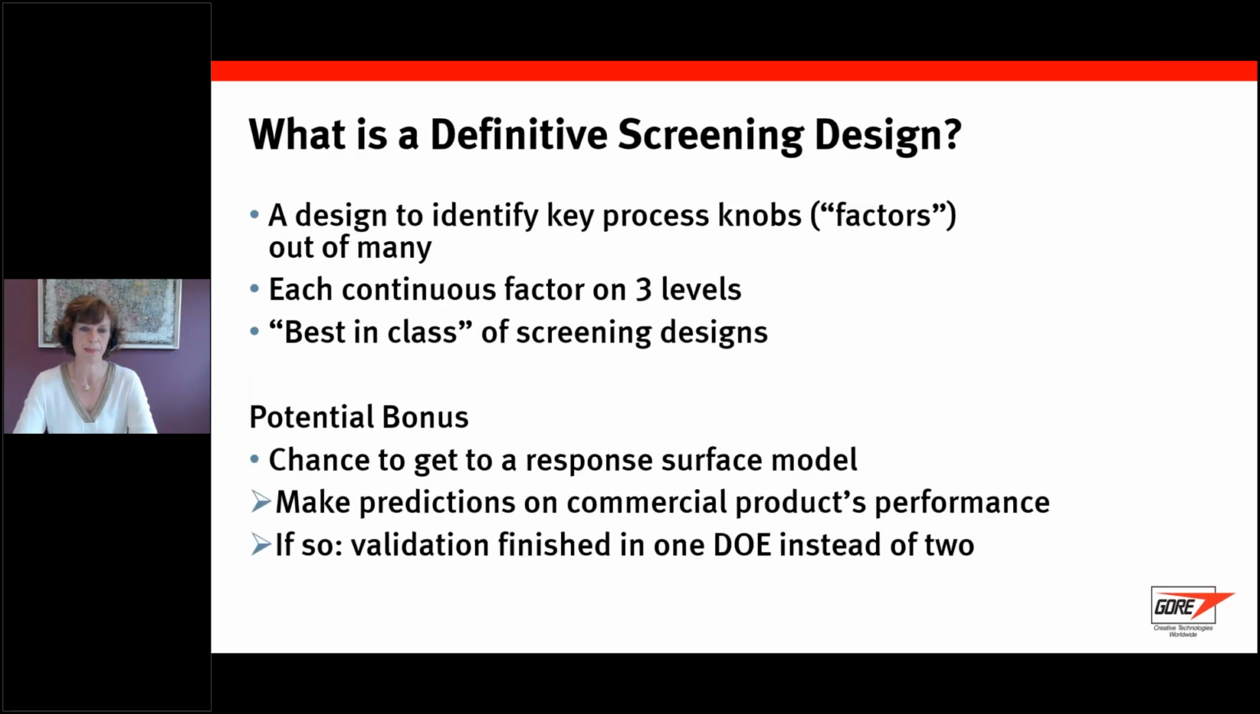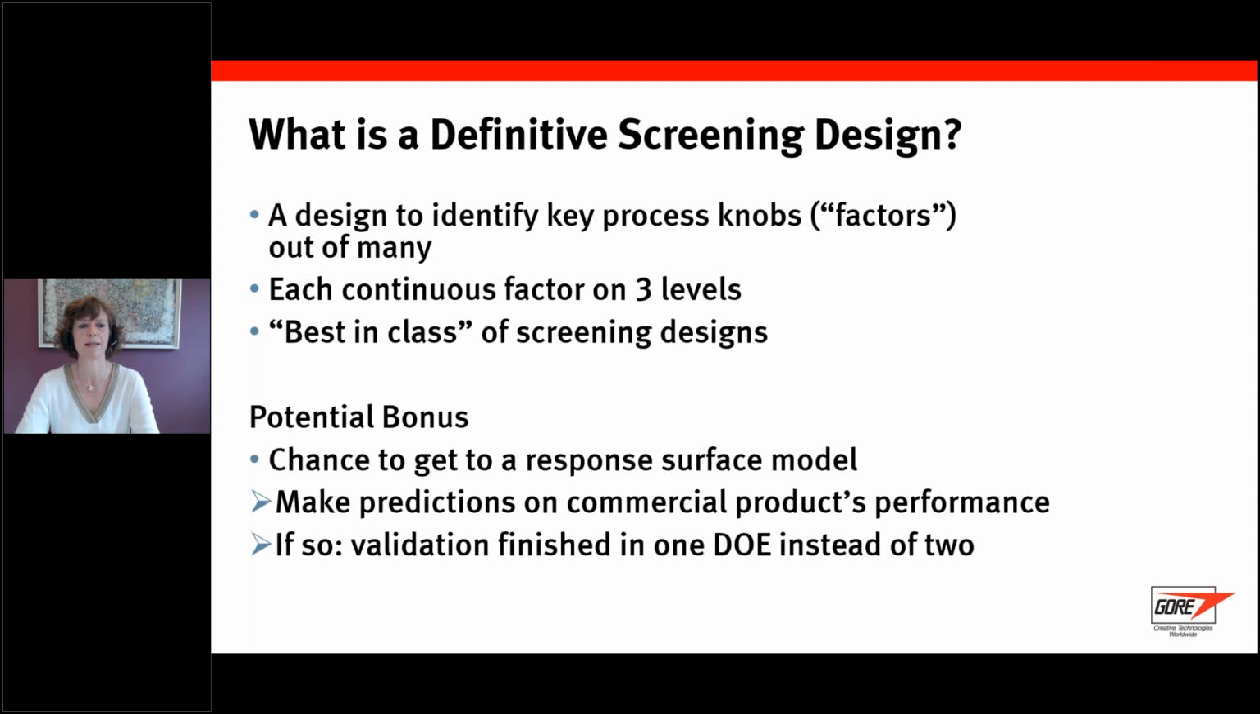Valérie shared already what a definitive screening design is. It is still a screening design, a design to identify the key process knobs. What are the driving factors out of that many, like the many minions? Each continuous factor runs on 3 levels, and to my understanding of design of experiments, it is the best in class for screening designs. And especially here in this situation, because it comes with the potential of a bonus.